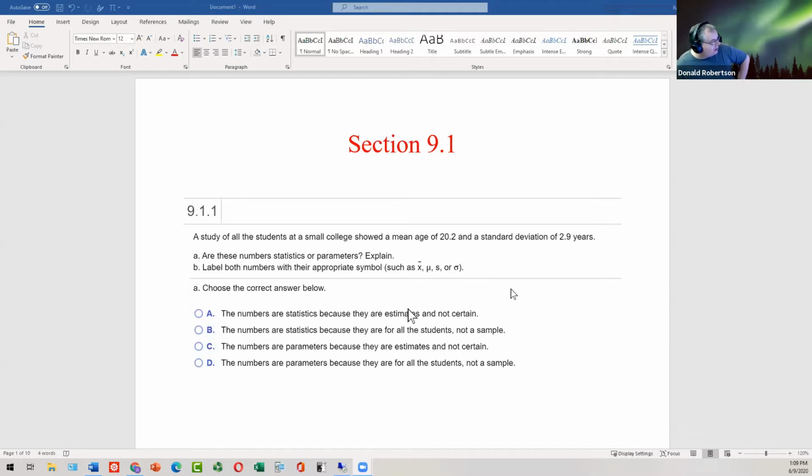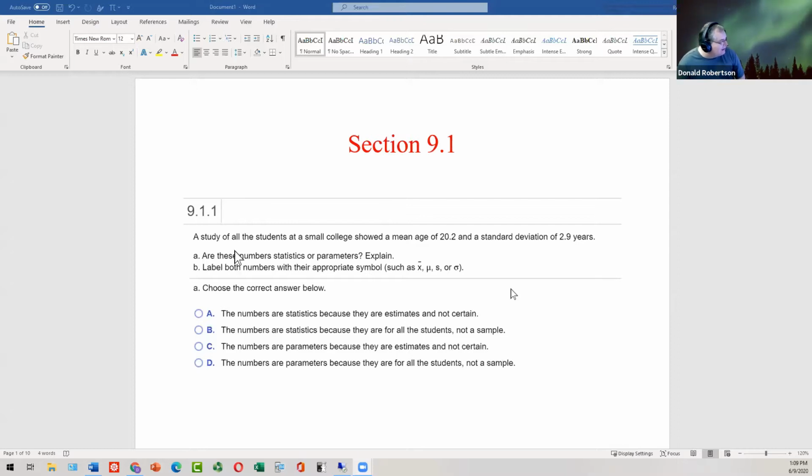A study of all the students at a small college showed that the mean age was 20.2 and that the standard deviation was 2.9. They start off by asking you, are these two numbers statistics or parameters? The way you answer that question is, if the numbers come from the population, then it is a parameter. If the numbers came from a sample of 20 people or 200 people, it doesn't matter what the size is, then these things are called statistics.